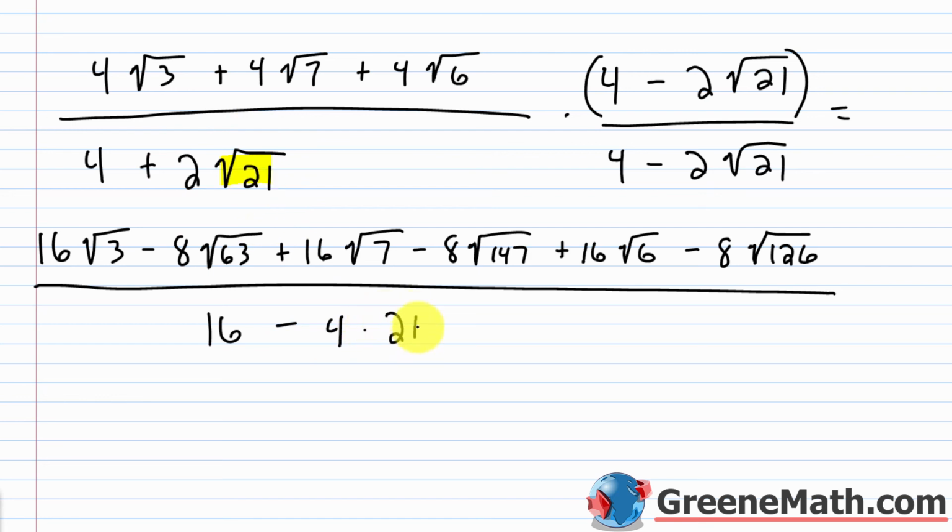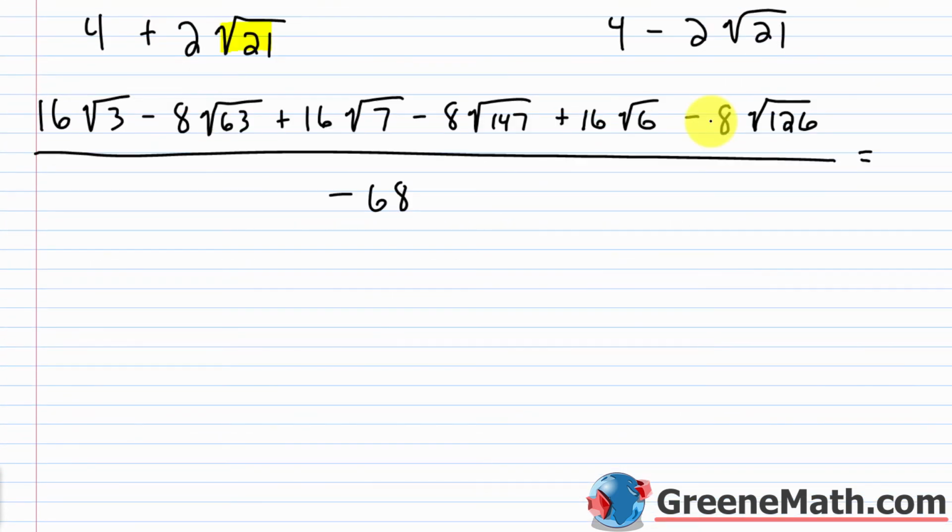So what's 4 times 21? That's going to give us 84. So 16 minus 84. And if we do 16 minus 84, we'll get negative 68. So let's write negative 68 here. You notice that the numbers that are multiplying these radicals are all even numbers. You've got 16, you've got a negative 8, 16, a negative 8, 16, and a negative 8.